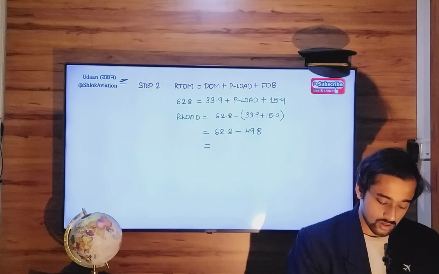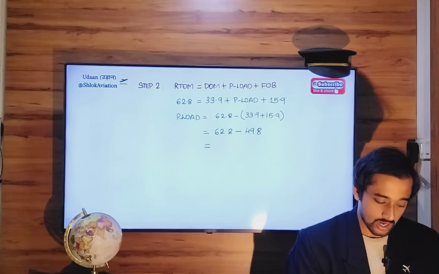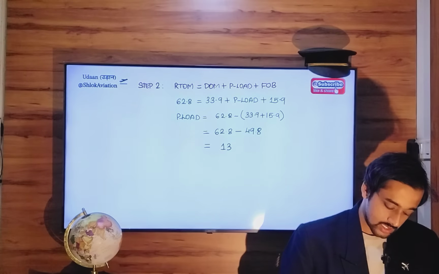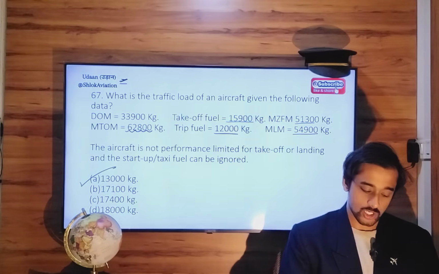So 62.8 minus 49.8 is 13. So the answer is 13 or 13,000 kg. Okay, option A.